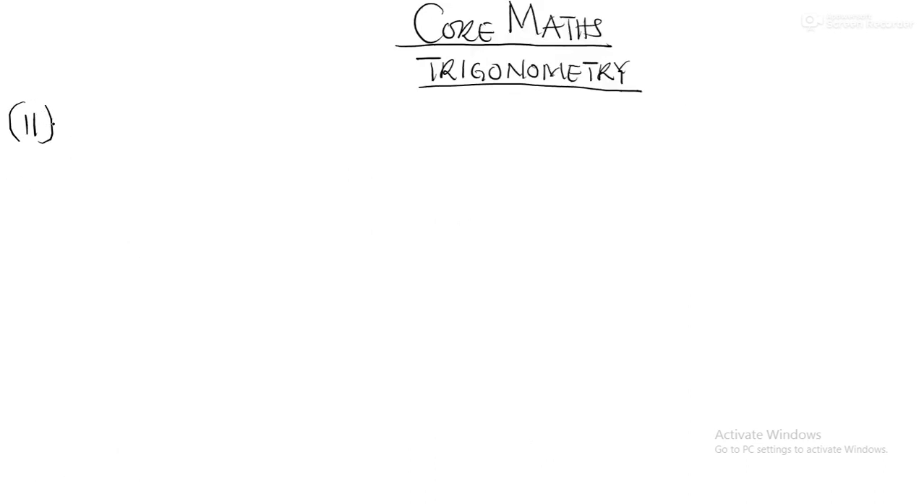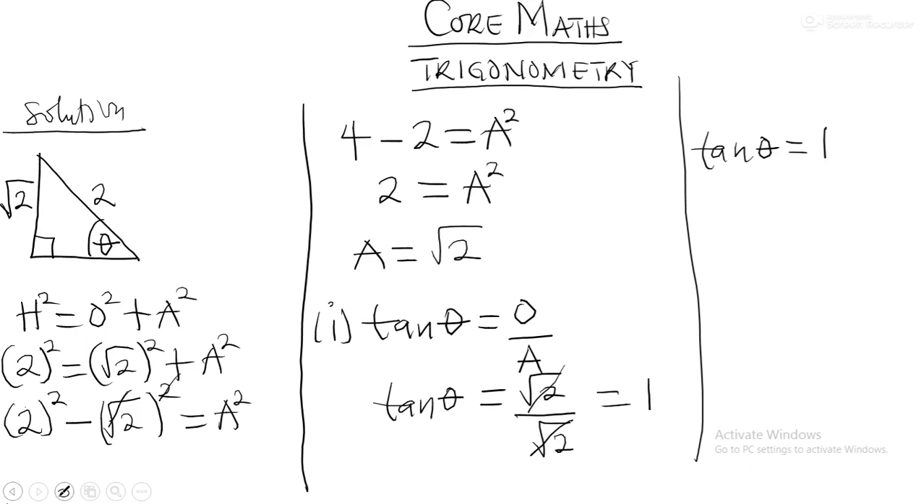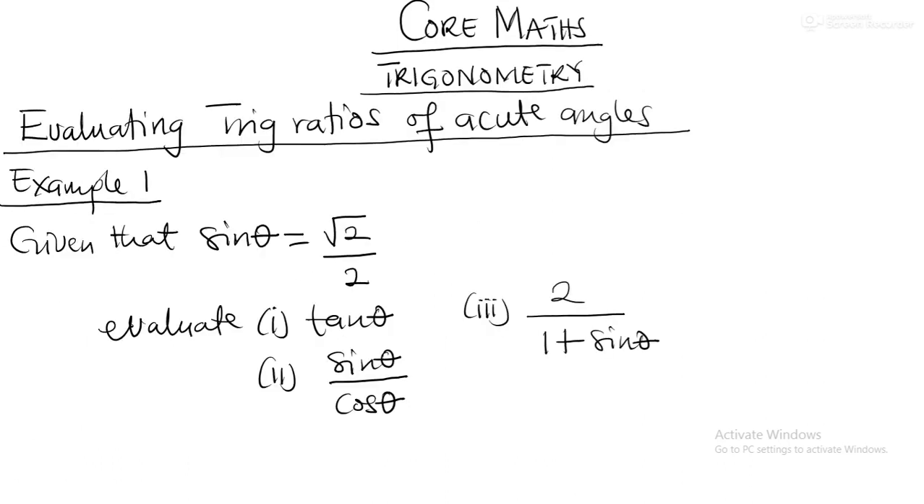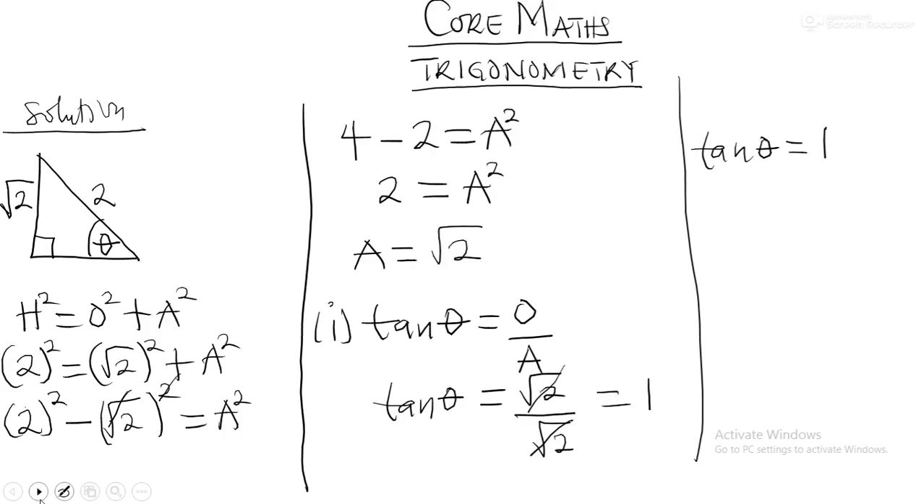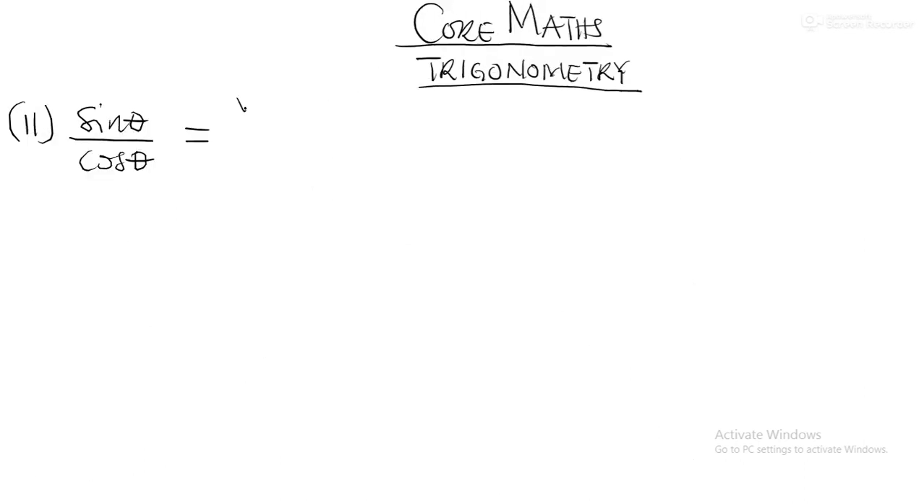With the II also, we're to find sine theta over cos theta. So we just have to substitute the values of sine theta and cos theta, and then we simplify. Good. So what is sine theta? Sine theta we're given as root 2 over 2. So we are going to have root 2 over 2, then divided by cos theta.